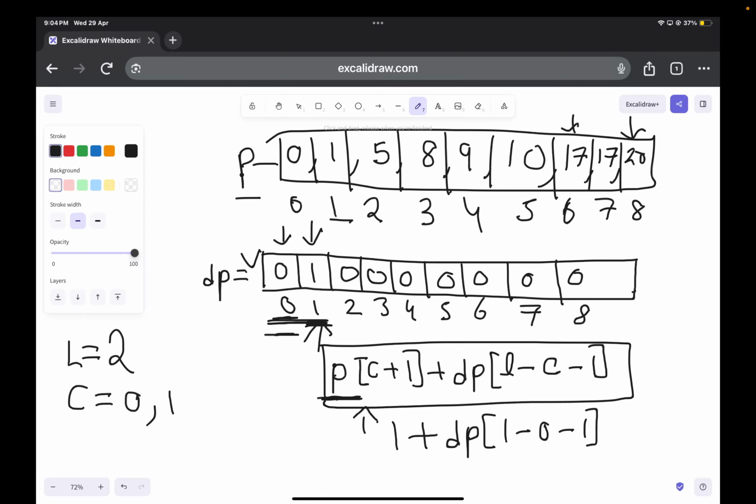What is the point of cutting with remaining 0? So ultimately it is 0 and 1. Let's first do this 0. 0 means you are cutting 0. So from the length 2, if you are cutting 0, what is left out? 2. So you are checking the price of 2. What is the price of 2? 5.